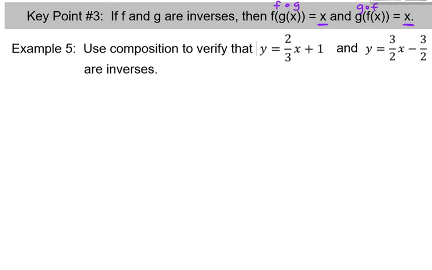So here's example 5. Use composition to verify that y equals 2/3 x plus 1 and y equals 3/2 x minus 3/2 are inverses. You might recognize these functions from example number 1 that we did in the first video, and we know they're inverses. We're just being asked to verify or prove that they're inverses through this process. So here's what it looks like. Suppose I call this one f of x, and suppose I call this one g of x.